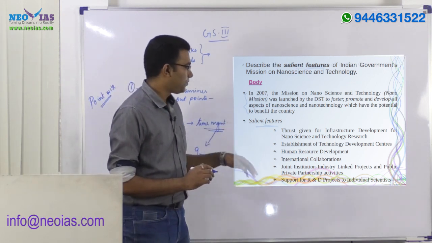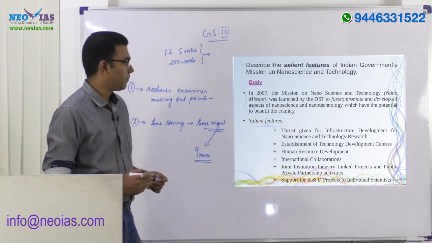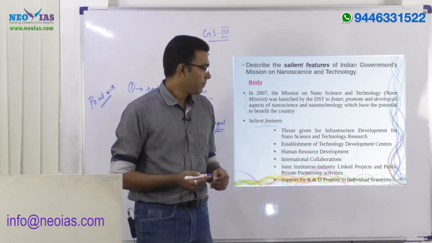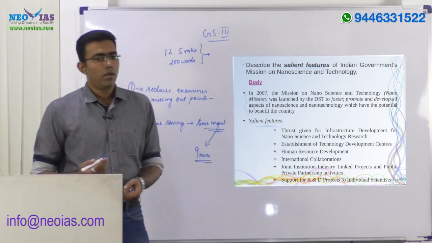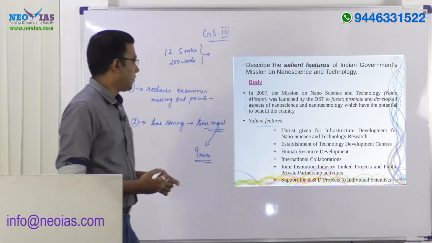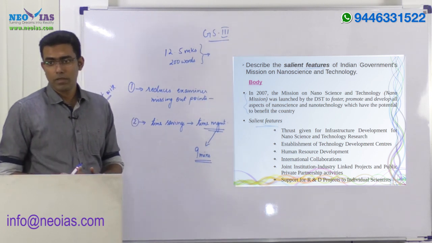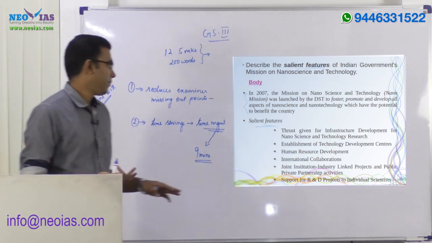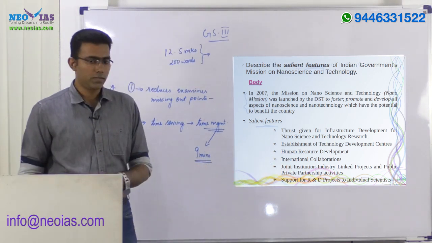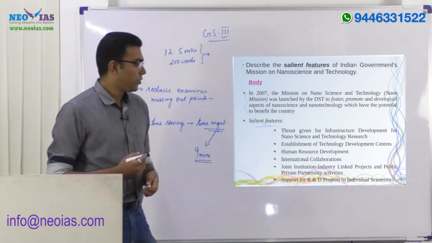Now the salient features are the thrust that is given for infrastructure development for nanoscience and technology research. Then the establishment of technology development centers across the country. Then human resource development, that is educating the youth, empowering the youth, etc. Then international collaborations with multilateral and regional groupings like BRICS, OECD, World Bank, etc. Then joint institution, industry linked projects and public-private partnership activities. Then support for research and development projects to the individual scientists.